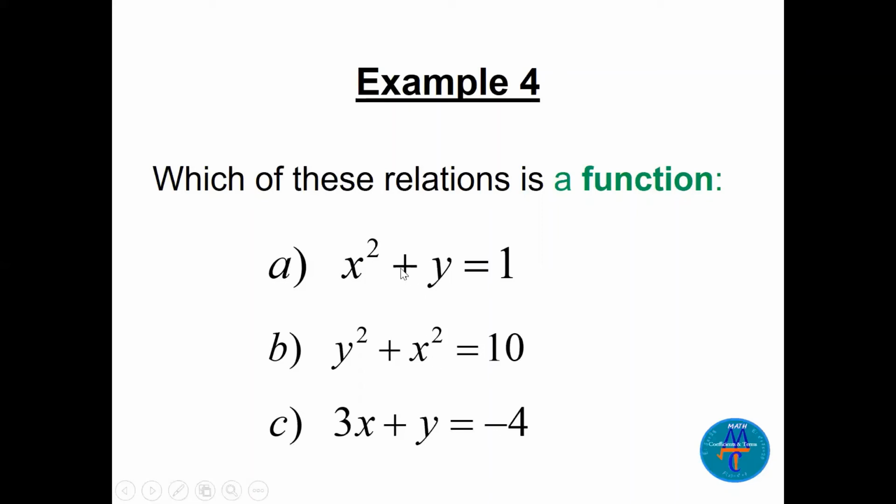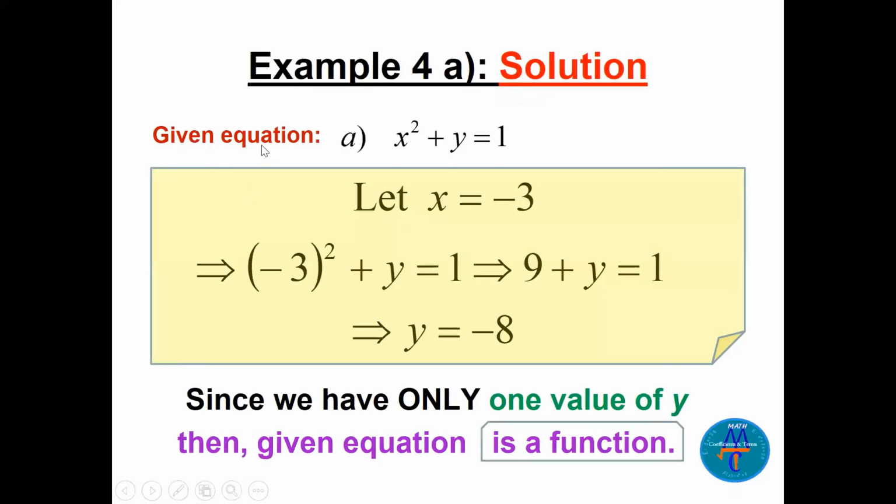Let's see if the first one is a function. Now, suppose we have the equation, we don't have the graph. If we have the graph, it's easy. But this method is faster if you have the equation. Just take any x you like from the domain. I took here minus 3, squared it. See, squared here, 9, take it to the other side, minus y. So we have only one value for y, that's a function.